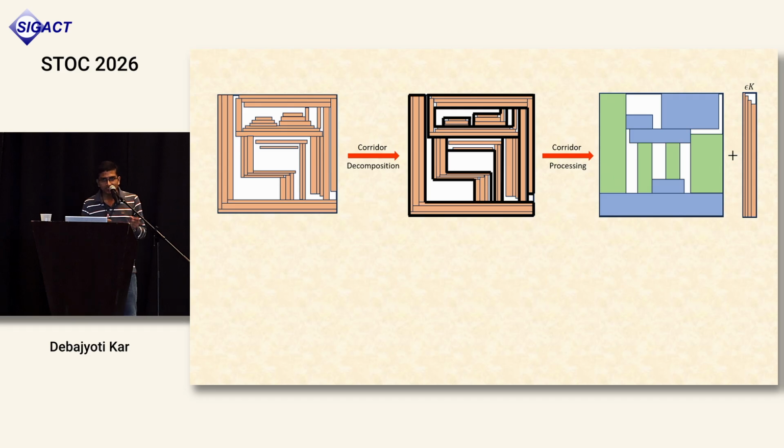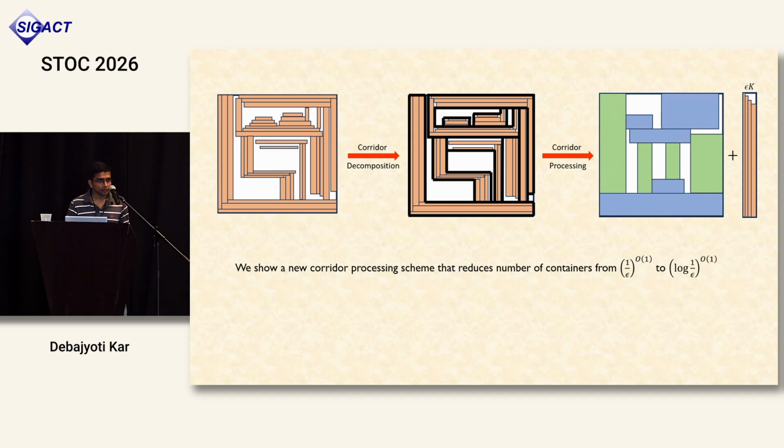So in order to get a PTAS, what we essentially need is a way to repack these thin items back into the knapsack. And in order to do that, the main technical contribution of our work is a new corridor processing scheme which drastically reduces the number of containers. So in prior works, the number of containers used to be some polynomial in 1/epsilon.